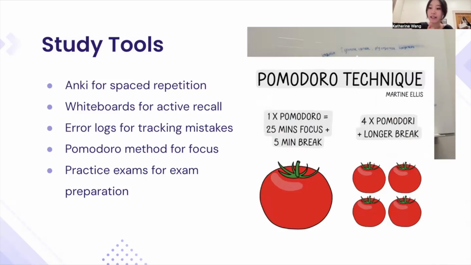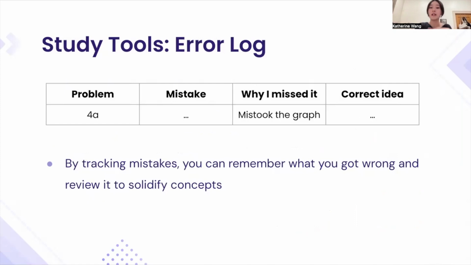The Pomodoro technique is a really popular technique among a lot of university students. Basically, you focus and do work for 25 minutes, and take a 5-minute break. And if you do the cycle 4 times, then you can reward yourself with a longer break. And experts have really found that this technique can be super helpful in helping you not burn out and also remember concepts faster.